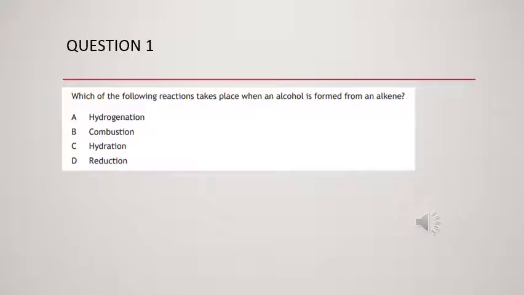Question 1. Which of the following reactions takes place when an alcohol is formed from an alkene? A. Hydrogenation, B. Combustion, C. Hydration, or D. Reduction? Pause the video now and answer that question.